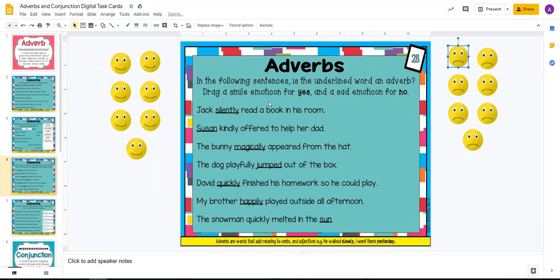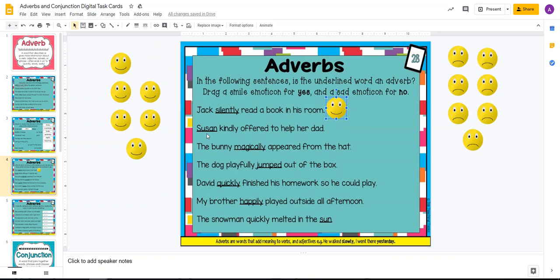So let's look at the very first sentence. Jack silently read a book in his room. Well, the underlined word is silently. So if we took that word out, does the sentence make sense? Jack read a book in his room. Yes, that makes perfect sense. So the action or the verb is read, and this word is just describing a little bit more about the verb. It's how he did the action, how he read. So I would say, yes, that is an adverb. So I'm going to take my smiley face and put it there.